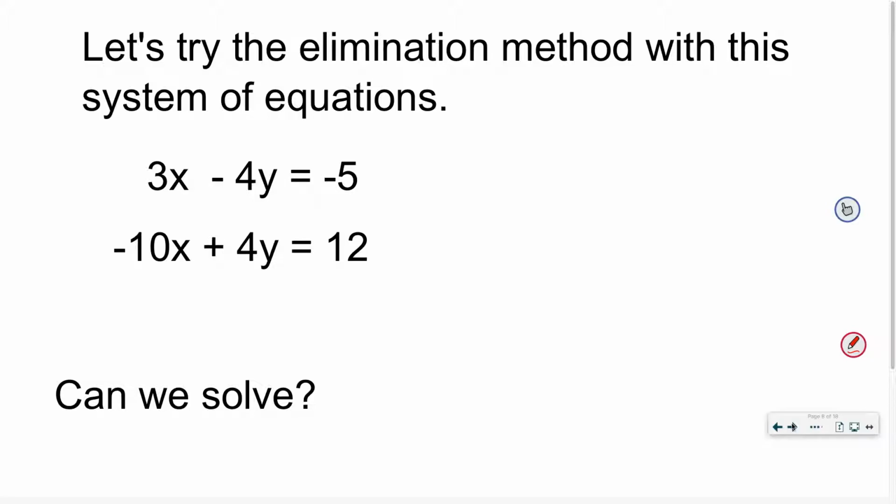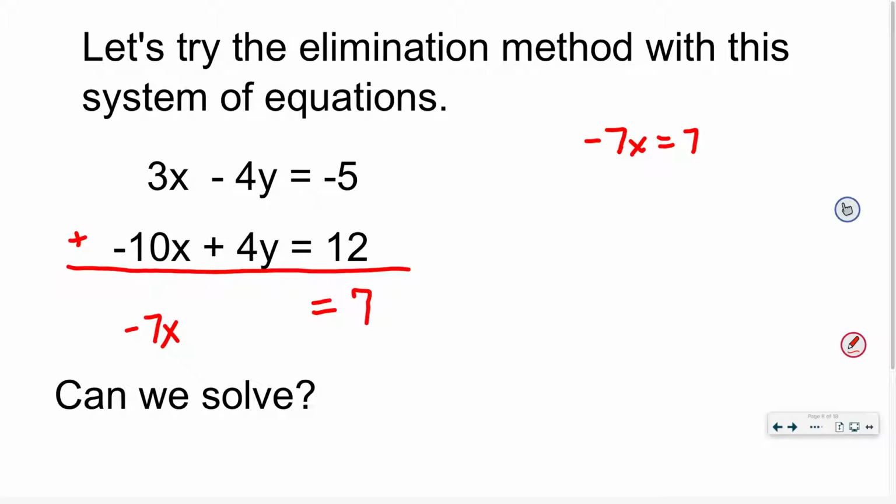We're going to add our equations together. And what are we going to have? What are our constants here? Negative 5 plus 12. 7. Negative 4y plus 4y. 0. 3x plus a negative 10x. Can I solve? Yeah, I can. Now I have an equation that I can solve. I can solve for x. X is what? Negative 1.